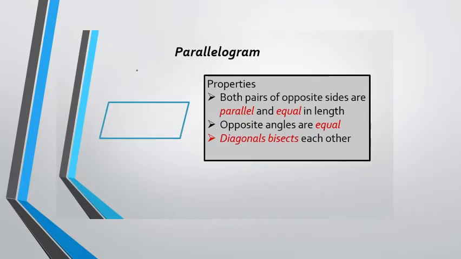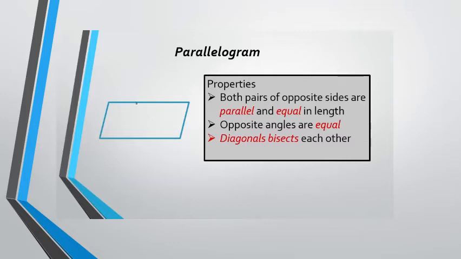Now for the next quadrilateral. This quadrilateral is referred to as the parallelogram. You can see the figure here again. It's a closed figure with four sides. But what about those sides? Let's first look at the first property of a parallelogram.